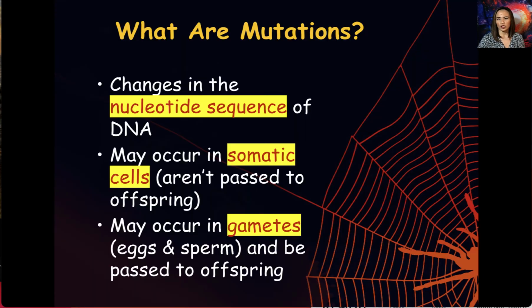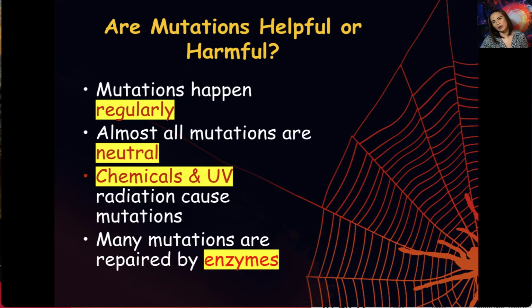Now, just to recall, what are mutations? Mutations are changes in the nucleotide sequence of DNA and may occur in either body cells, called somatic cells, or may occur in the gametes. Normally, they are in egg and sperm cells and can be passed on to the offspring. If it is in somatic or body cells, it cannot be passed on to their offspring.